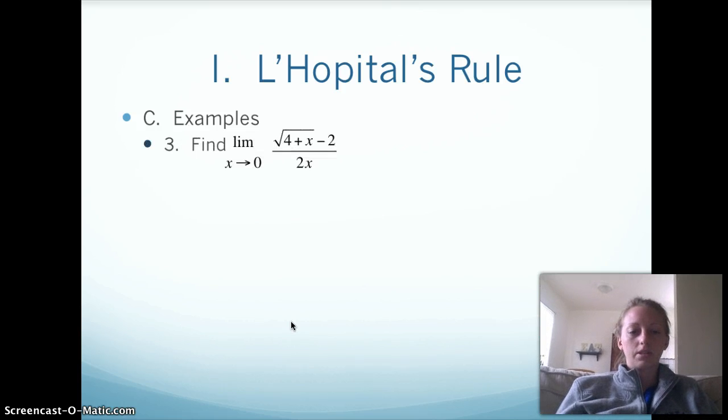I have a few more examples. So find the limit as x approaches 0 of 4 plus the radical of 4 plus x minus 2 over 2x.